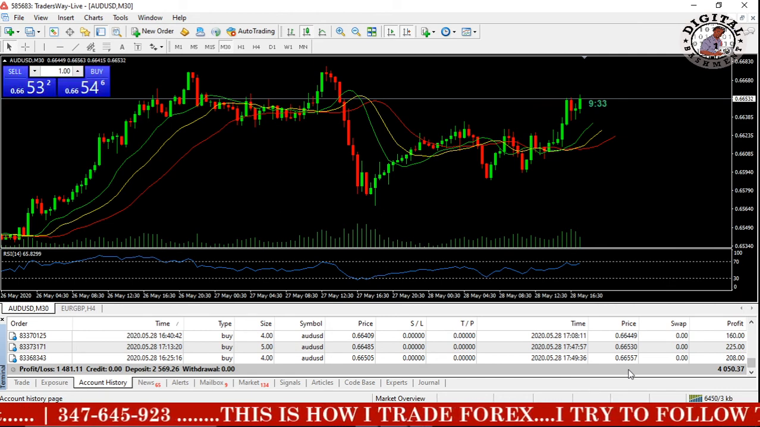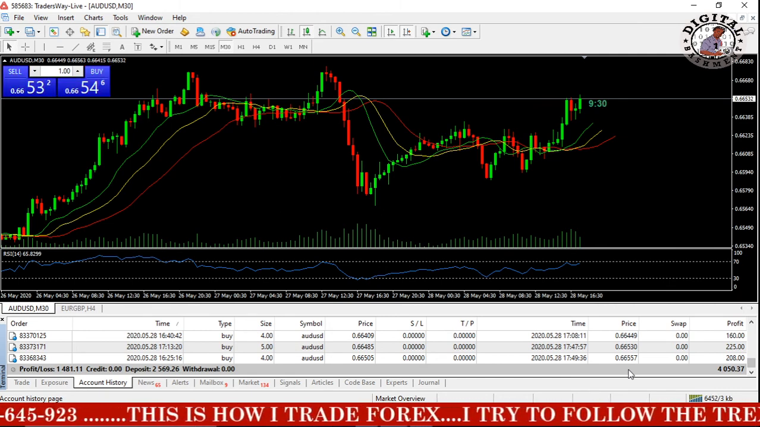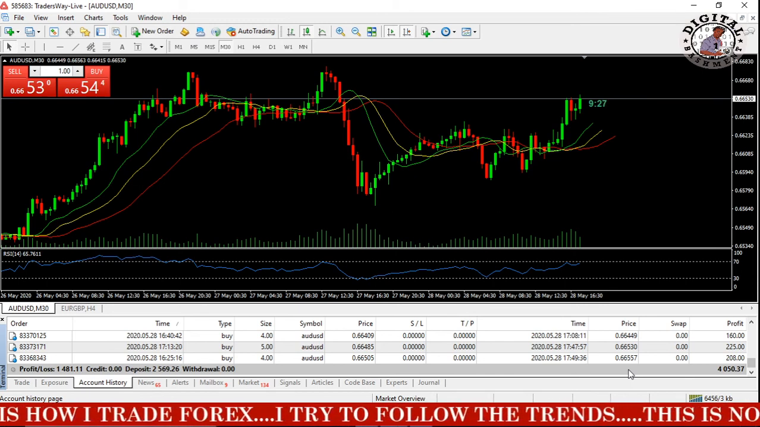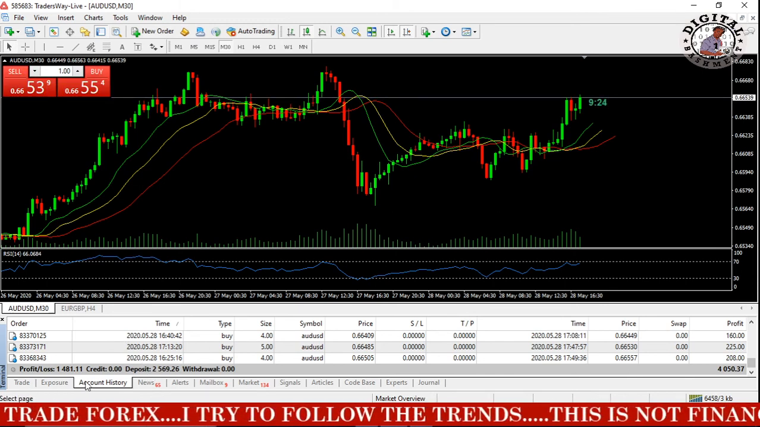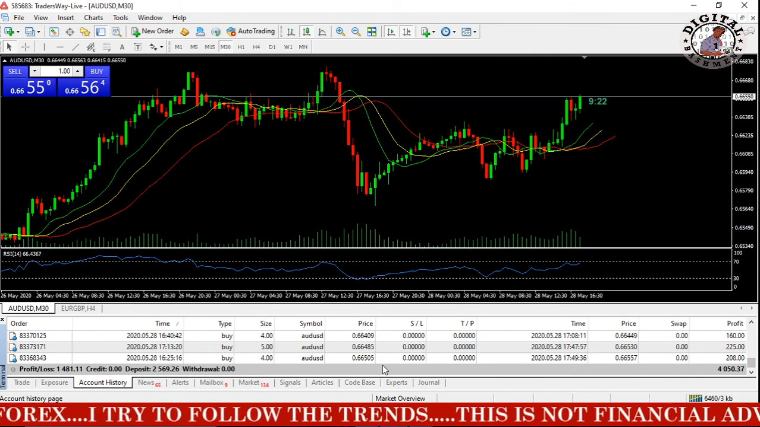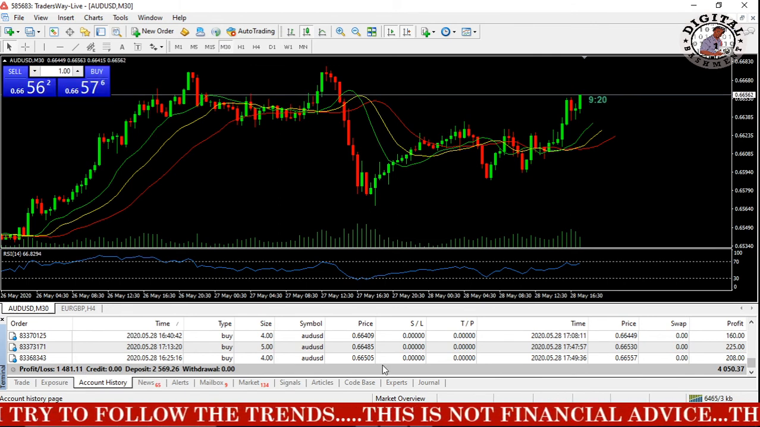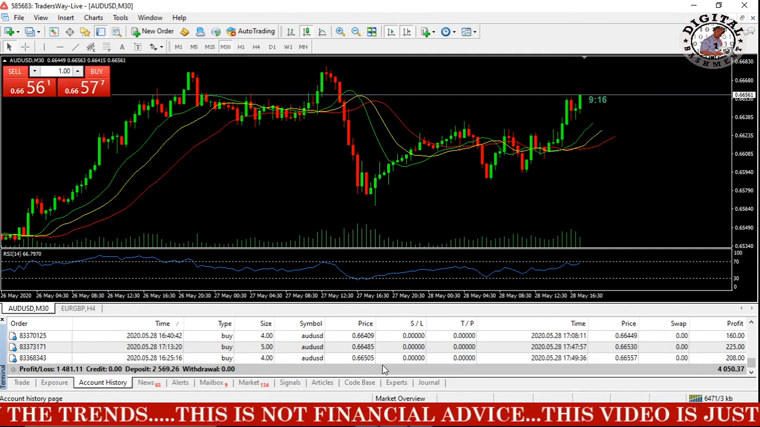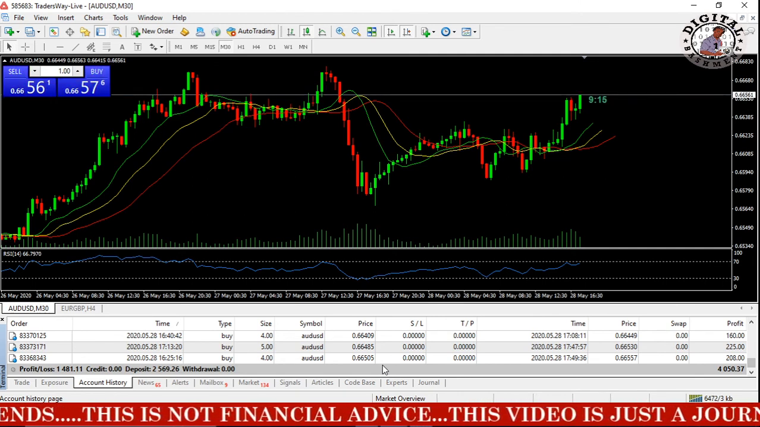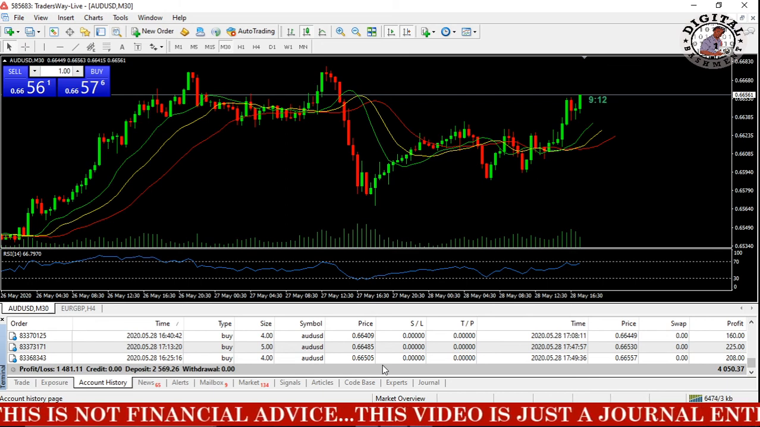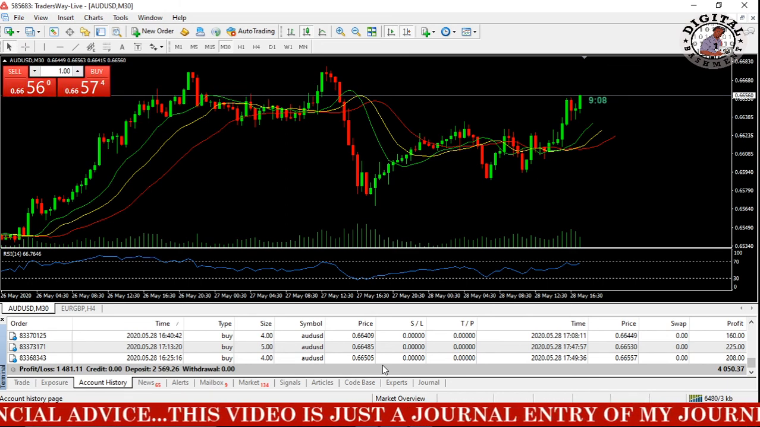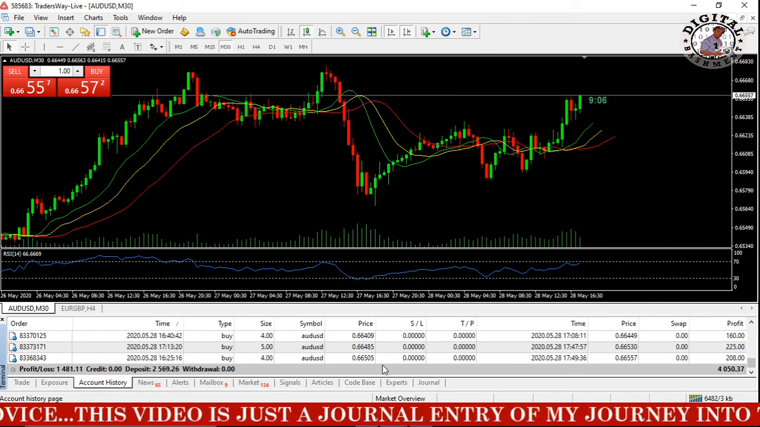All right. The lot sizes, I'm trading big lot sizes because I have enough in my account in case it dips. But once you're starting off, you could start off with smaller lot sizes because the bigger the lot size, the bigger the risk. So you could start off with smaller lot sizes so you don't blow your account.